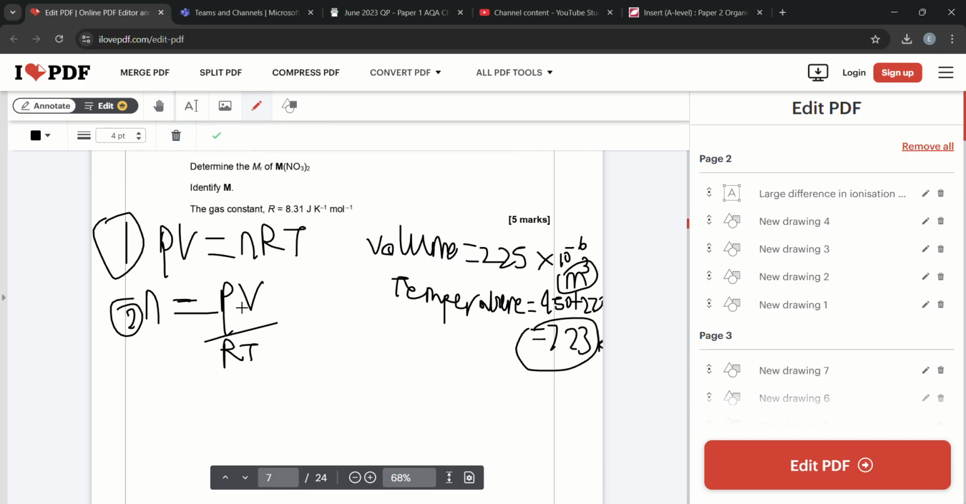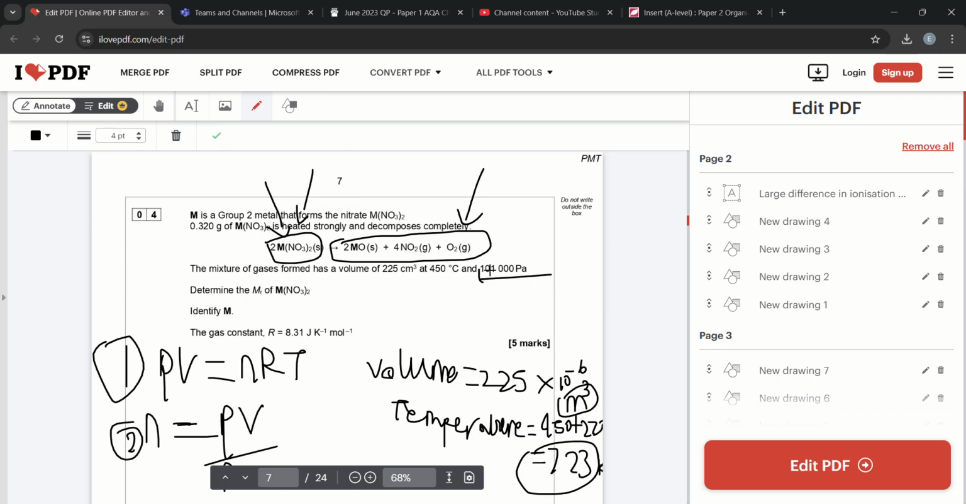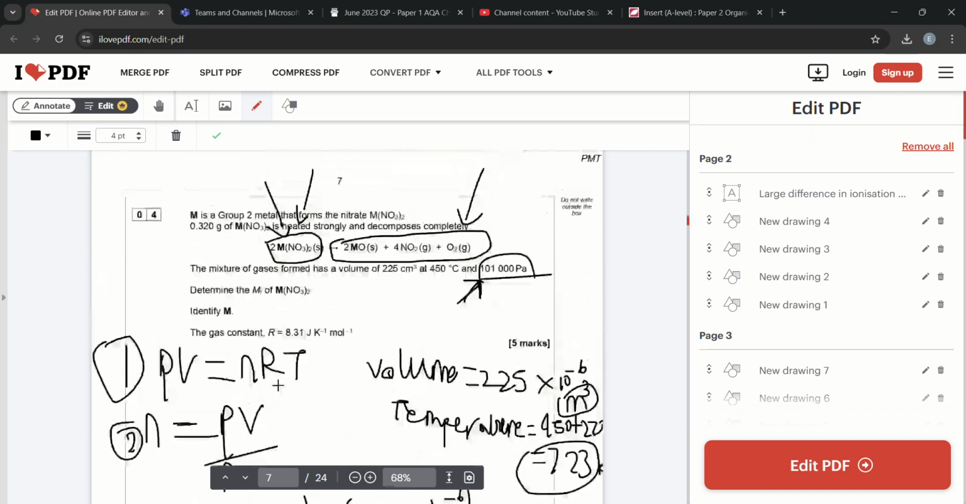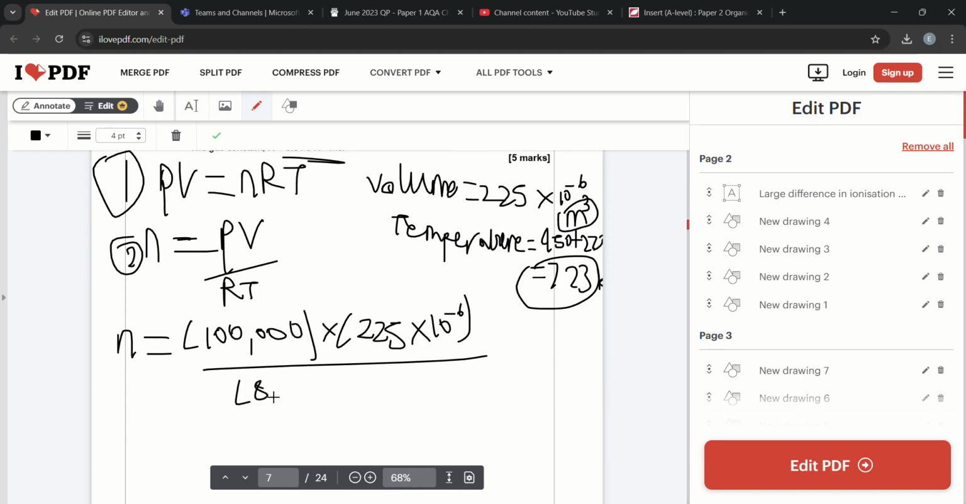Now we can substitute it in, because the pressure is already in pascals. Don't try to convert it. It gives it to you in this case, maybe to trick students who always convert every single unit without even looking at it. That is me as well. But in this case pressure is in pascals, so we don't need to convert it. So n is equal to 100,000 times the volume in meters cubed, 225 times 10 to the power minus 6, divided by R, which is 8.31 joules per kelvin per mole, times the temperature in Kelvin, 723.